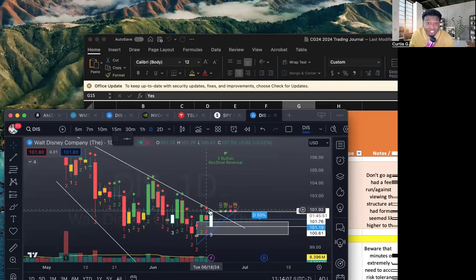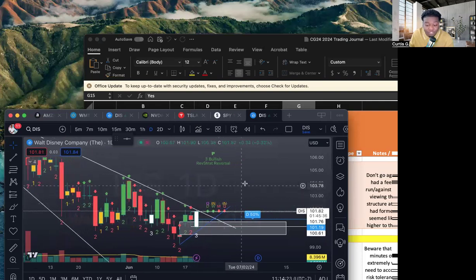So it could take Disney a couple weeks to get back to 105 unless they have some type of catalyst, right? Some new news comes out. They use AI, or they get a new partnership, or they buy another company. Unless there's some extreme catalyst with either Disney or the market, it may take Disney a couple of weeks or a few weeks to get to 105.